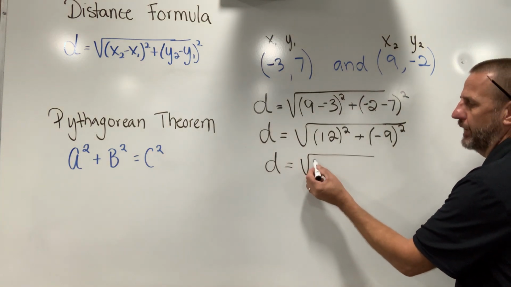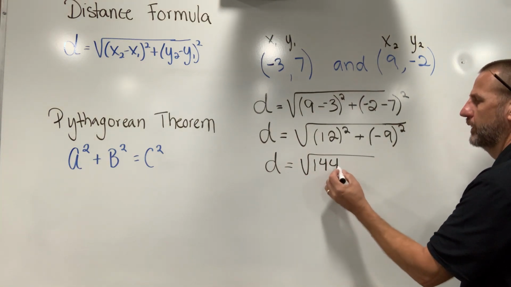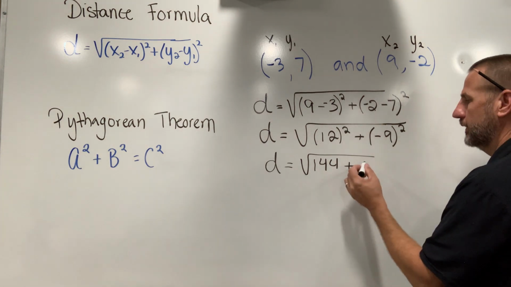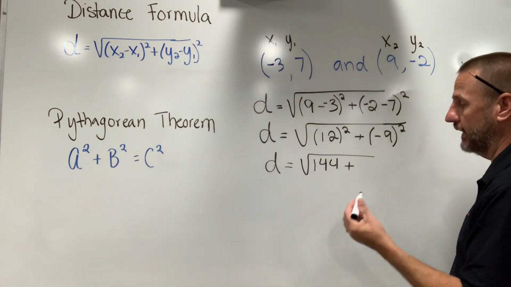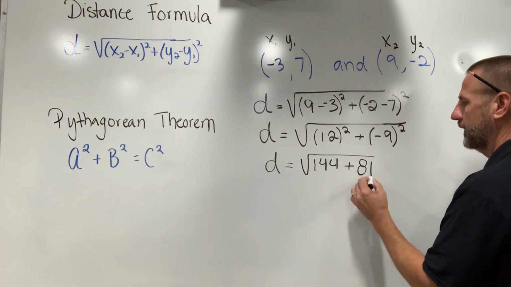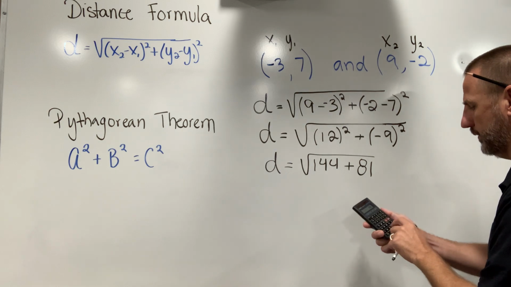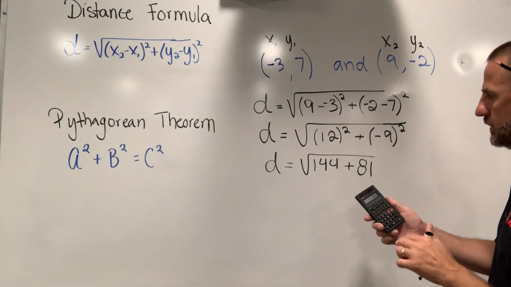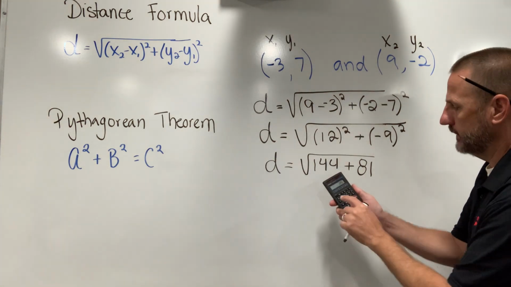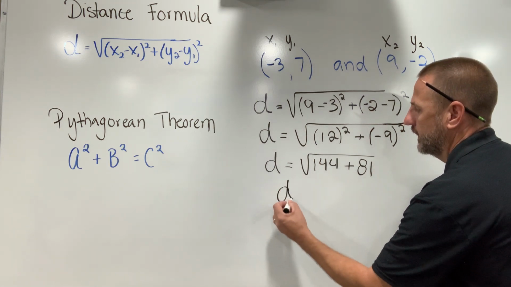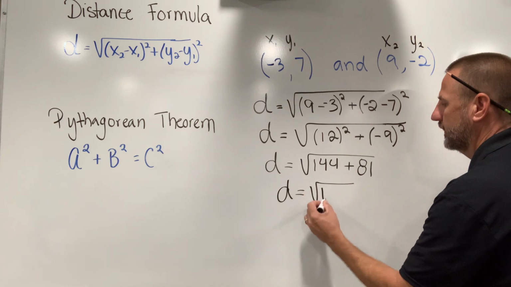12 times 12 gives us 144. And then -9 times -9, so it's +81. All right, we total them up on our calculator: 144 plus 81, we get 225. Then we hit shift square root, and the answer comes out to be 15 even.